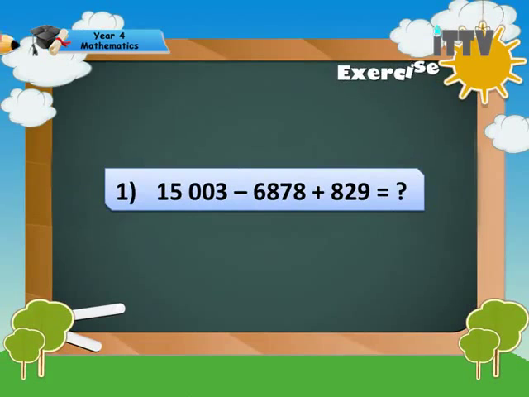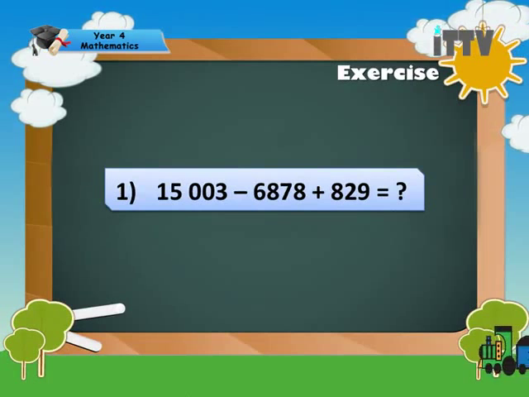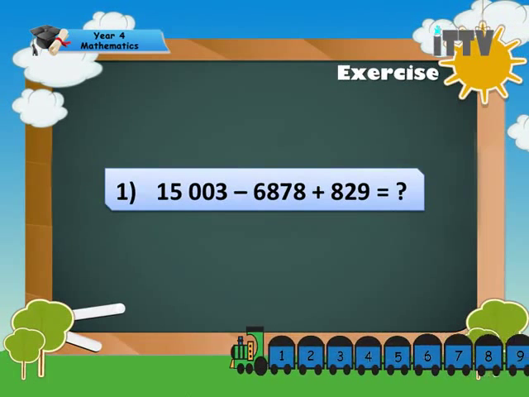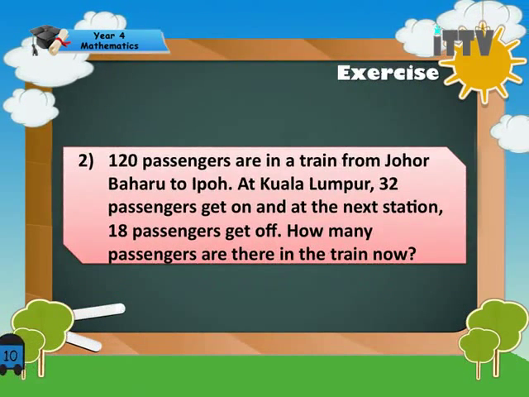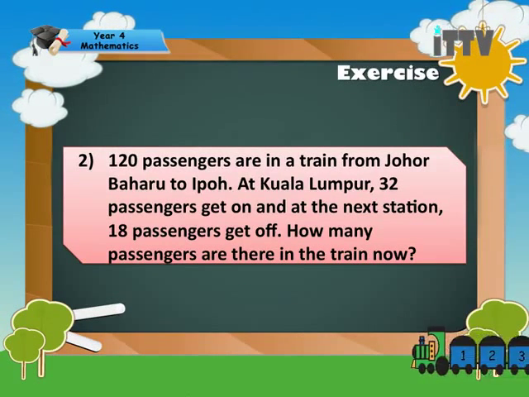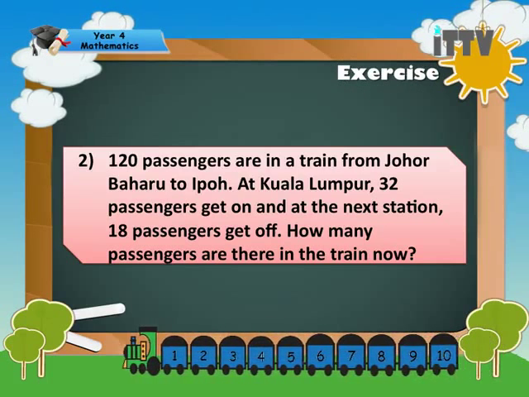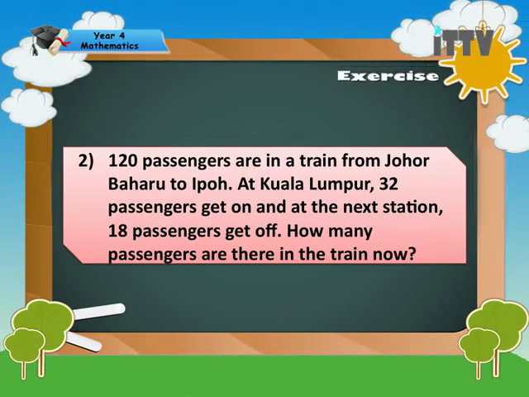Now, grab your pen and paper. Here comes some real questions for the lesson that we have done today. Okay? Question 1. 15,003 minus 6,878 plus 829 equals. Question 2. 120 passengers are in a train from Johor Bahru to Ipoh. At Kuala Lumpur, 32 passengers get on, and at the next station, 18 passengers get off. How many passengers are there in the train now?